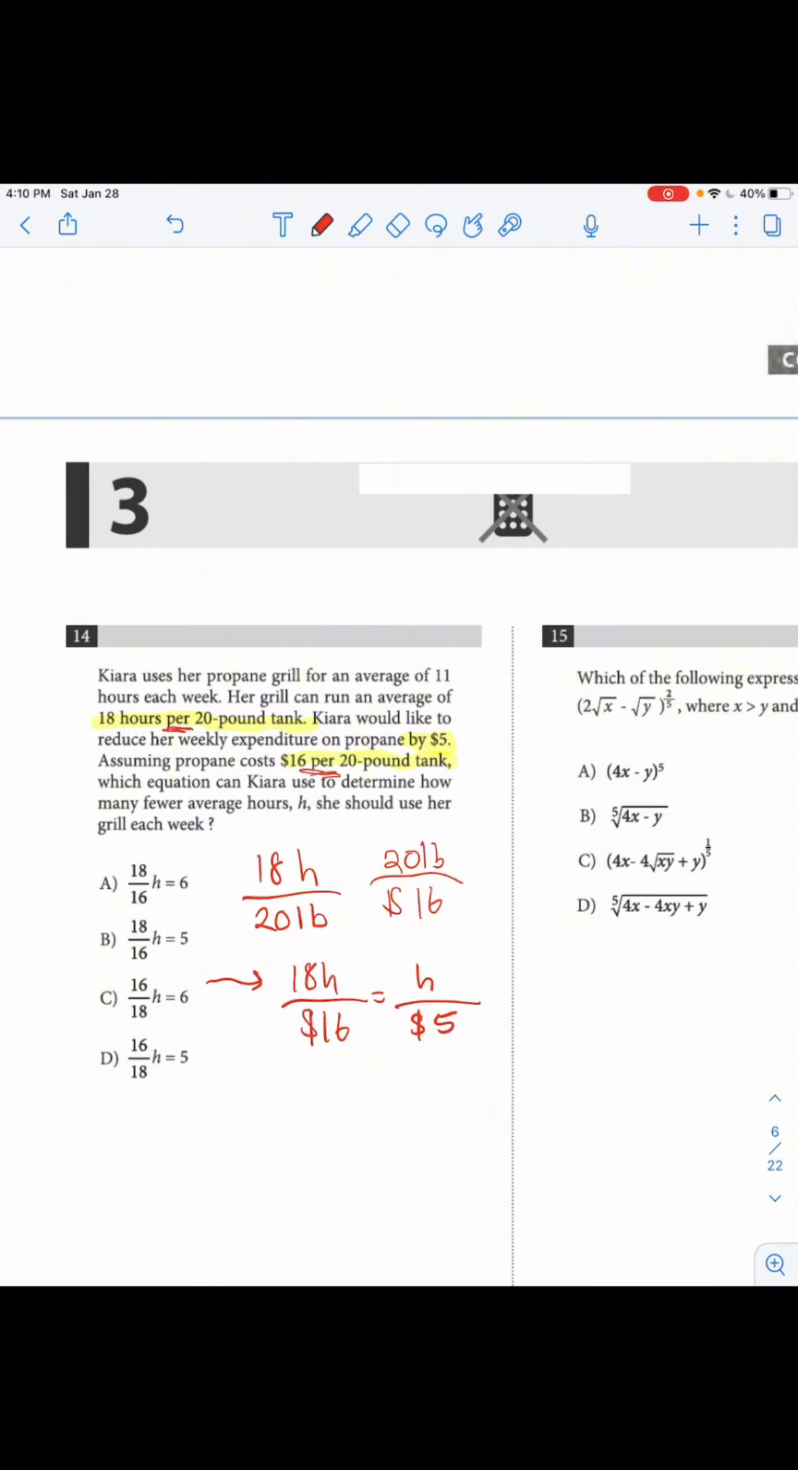So now we have a proportion where we can cross multiply. So let's do that. We get 16H is equal to 18 times 5. We divide by 18 to make it look like some of the answer choices: 16 divided by 18 times H is equal to 5. And now you can see that the correct answer should be D.